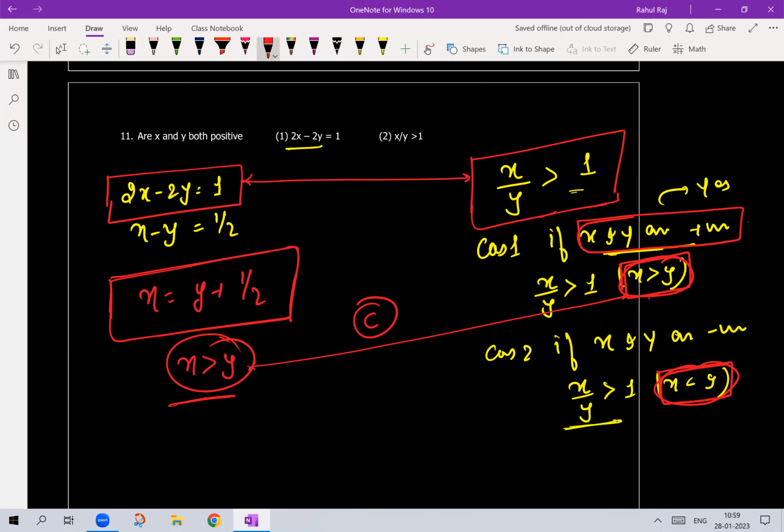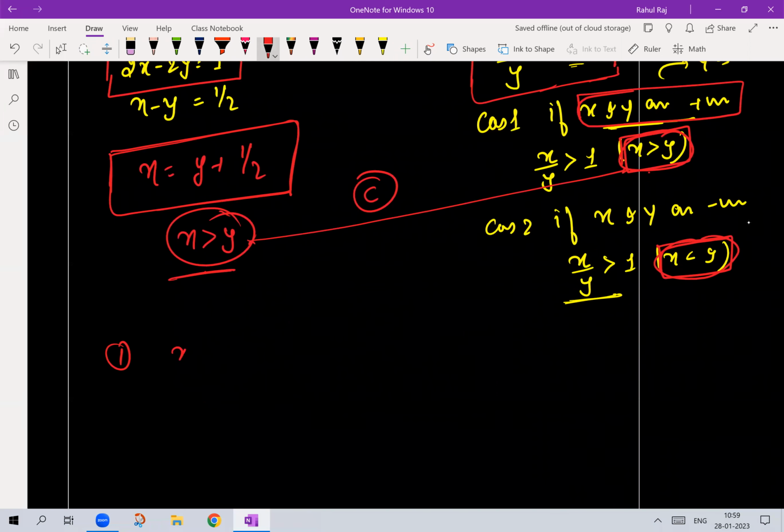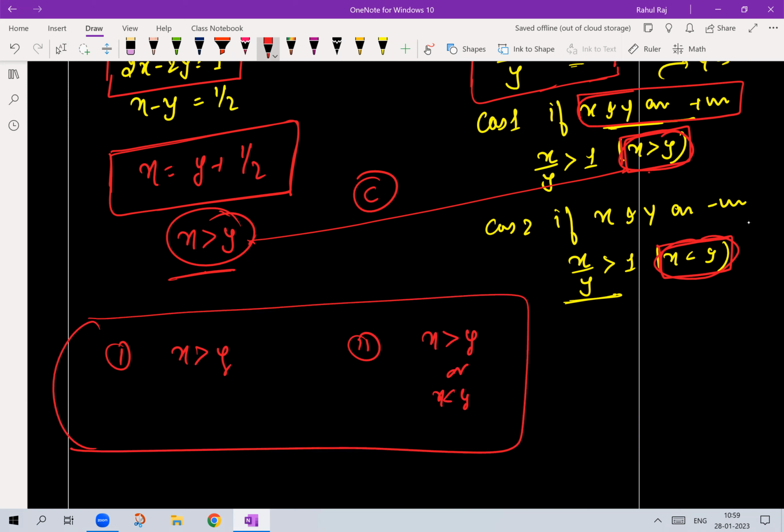So see, because now I'm trying to combine. Option number 1 says x is greater than y. Option number 2 says x could be greater than y or x could be less than y. But if I want to satisfy both the statements, my common term would be x greater than y, right? Agreed or not?